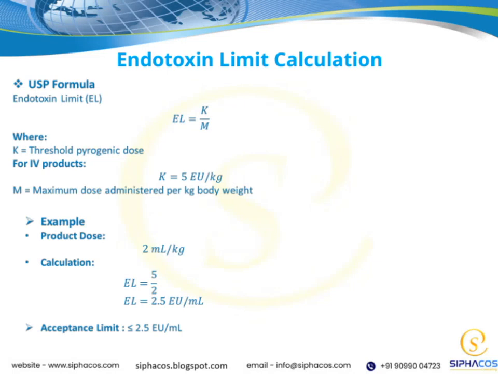Now, let's talk about how we calculate endotoxin limits. This step is crucial because it sets the maximum amount of endotoxin allowed in a product to ensure safety. We base this limit on factors like the product's intended use, the dose, and the route of administration. Getting this calculation right helps us protect patients from harmful reactions while maintaining product quality. It's a careful balance and a key part of our overall safety strategy.